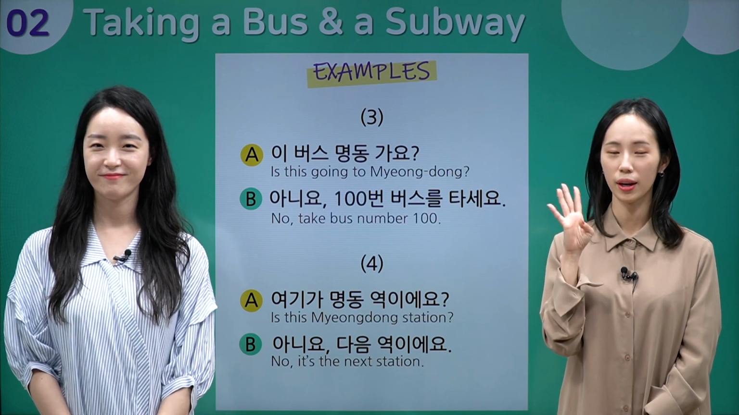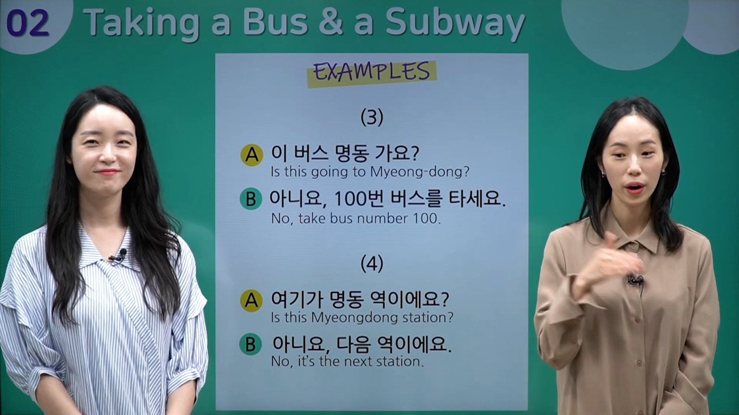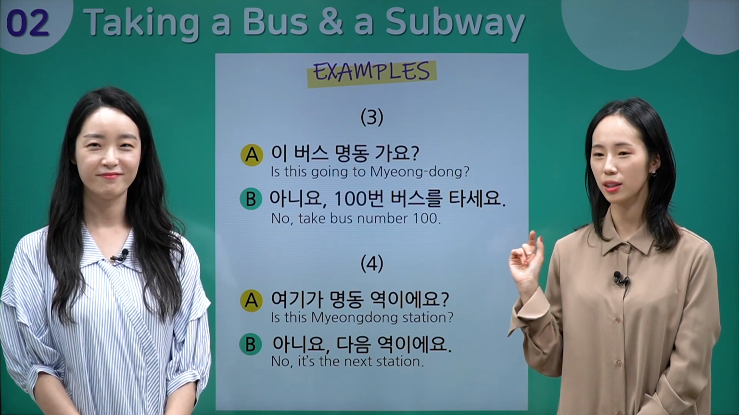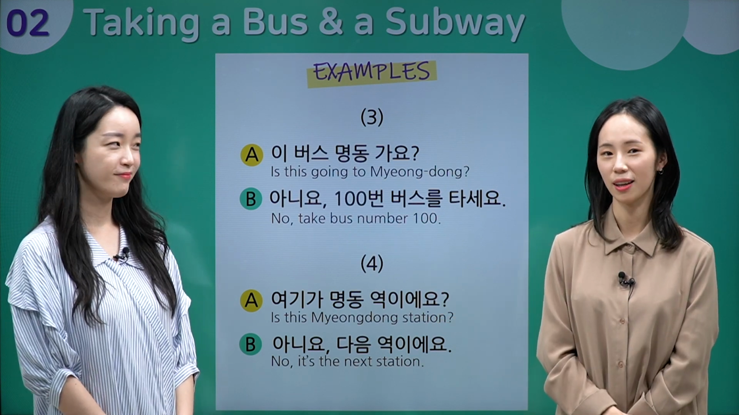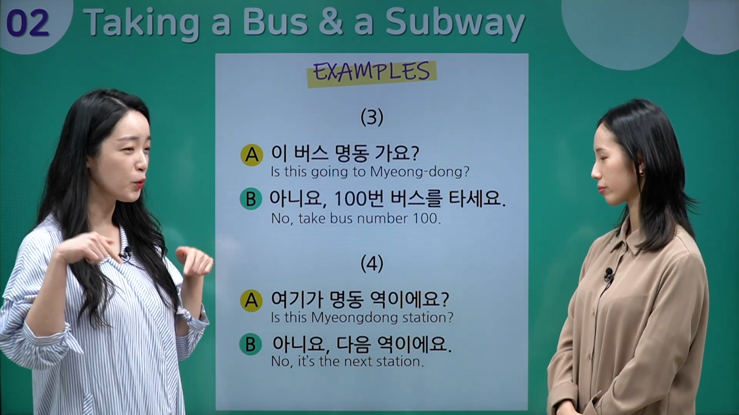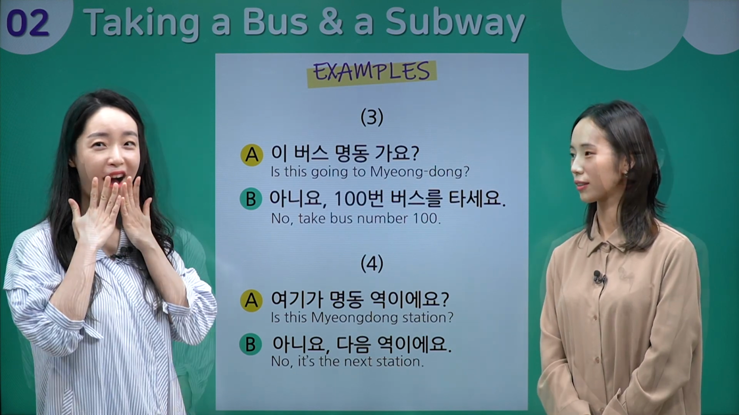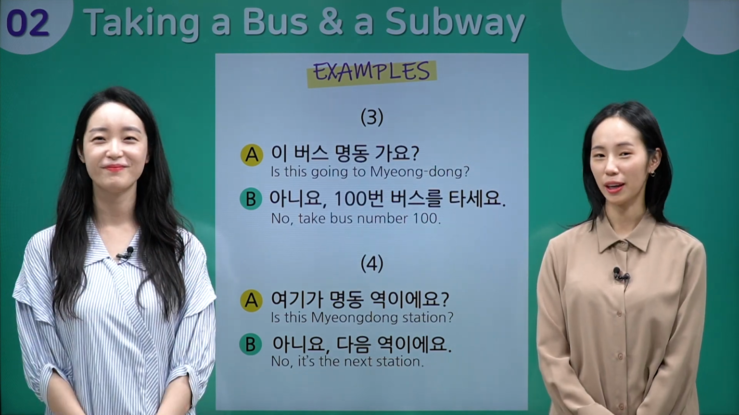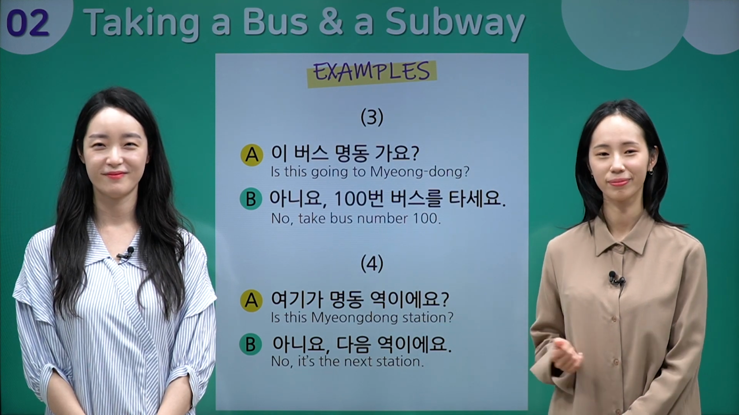And number 4, in the subway, you don't know where it is now, and you want to ask the person next to you where it is now. 여기가 명동역이에요? 아니요. 다음역이에요. Then let's review the vocabulary. And also, you have to repeat after us.